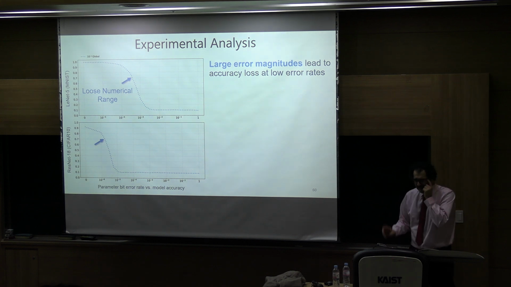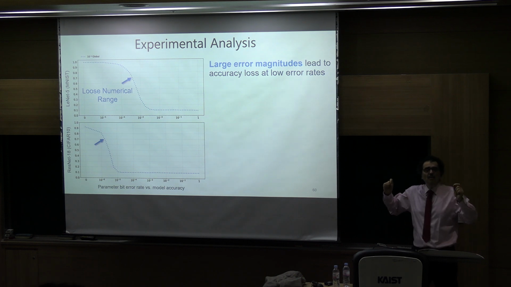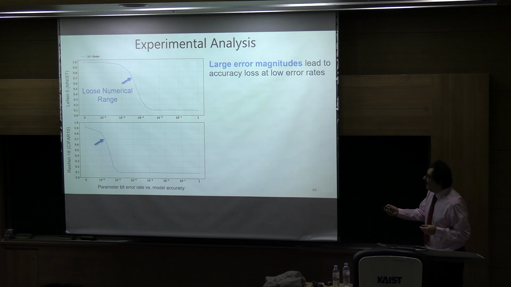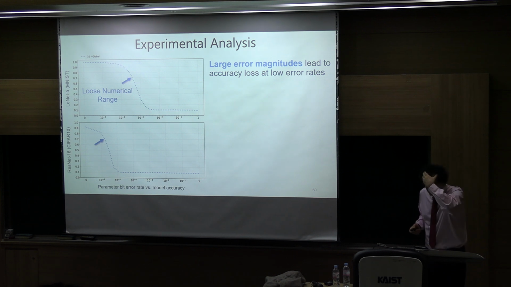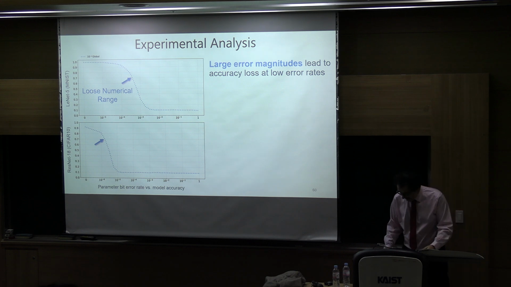Let me show you very quickly the behavior of the systems. This is 10 times the global range that you need. This is the degradation you see when errors happen. The horizontal axis is the amount of errors, ranging from 10 to the minus 5 to 10 to the minus 1. As the number of errors goes higher and higher, the accuracy curve shrinks down to very low levels. So this is with 10 times global.